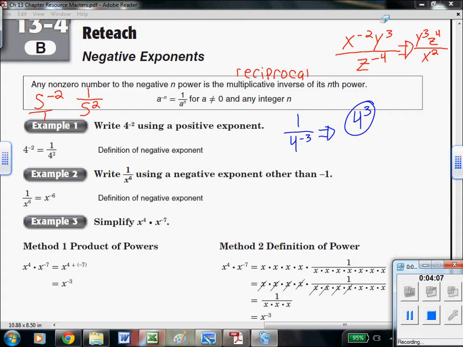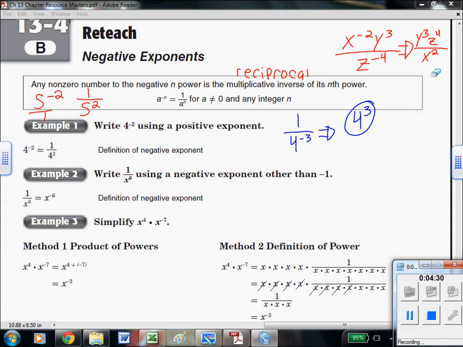Only the items that have the negative exponent, so x and z, they're the only ones that change from top to bottom. And so just remember, it's not flipping the fraction, it is just moving what has a negative exponent to the other end of the fraction. So I just want you to realize that. That's what you're doing.